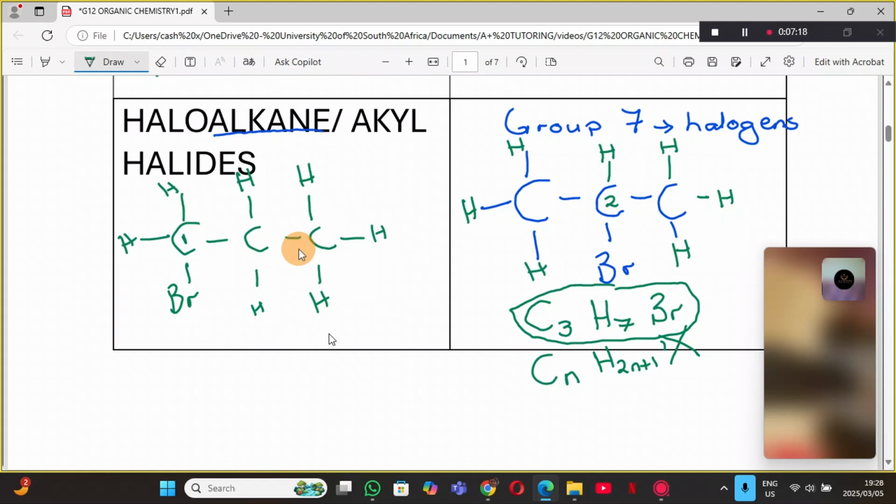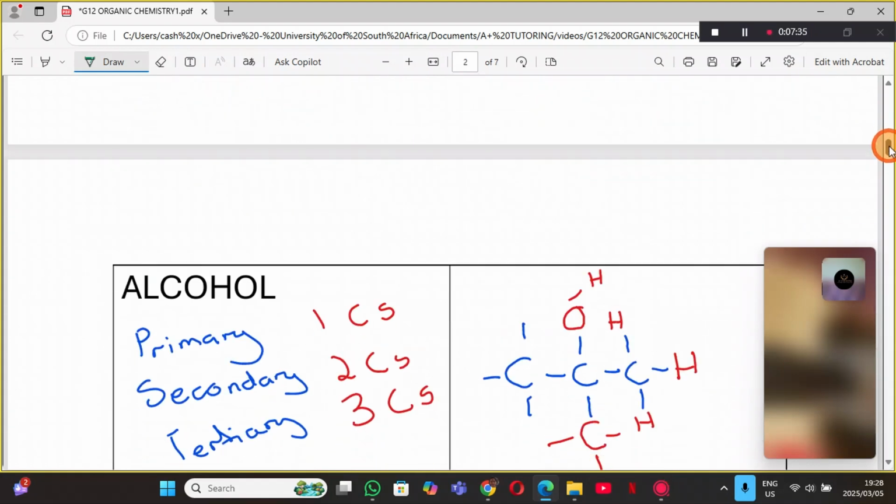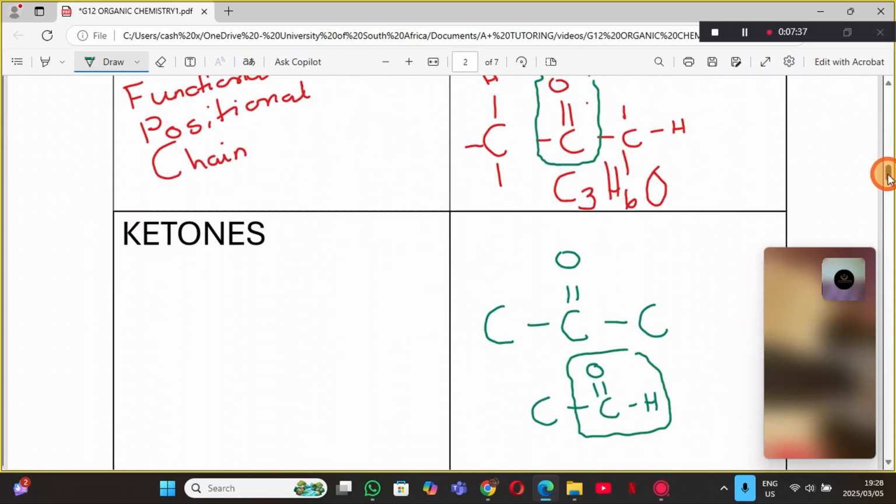So this is now the positional isomers. And then now the chain isomers, when we are doing chain isomers, I'll have to introduce the chains, whereby we have the methyls. So I'll introduce that when we start doing questions.